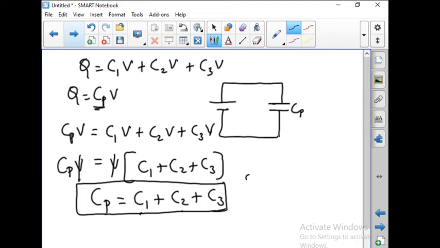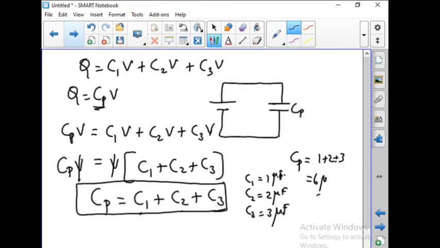For example, if C1 is equal to 1 microfarad, C2 is equal to 2 microfarad and C3 is equal to 3 microfarad, then what is the equivalent capacitance if they are connected in parallel? 1 plus 2 plus 3 is equal to 6 microfarad. It is always larger than the largest capacitance of the individual capacitors. Hope you can understand this.